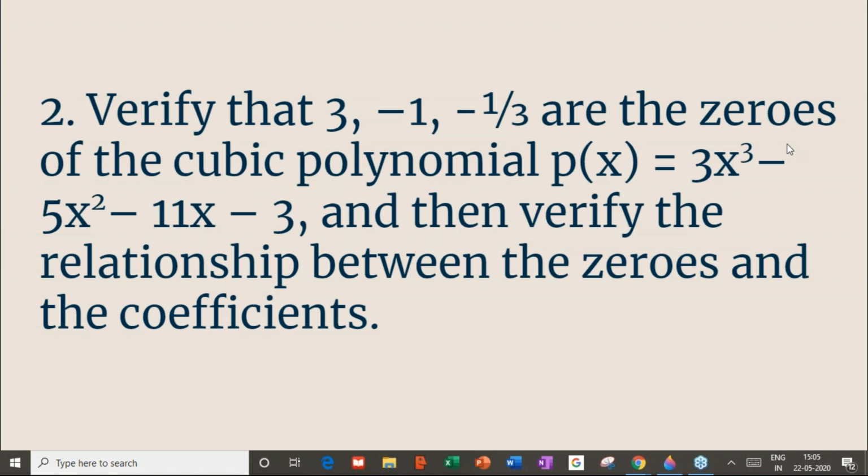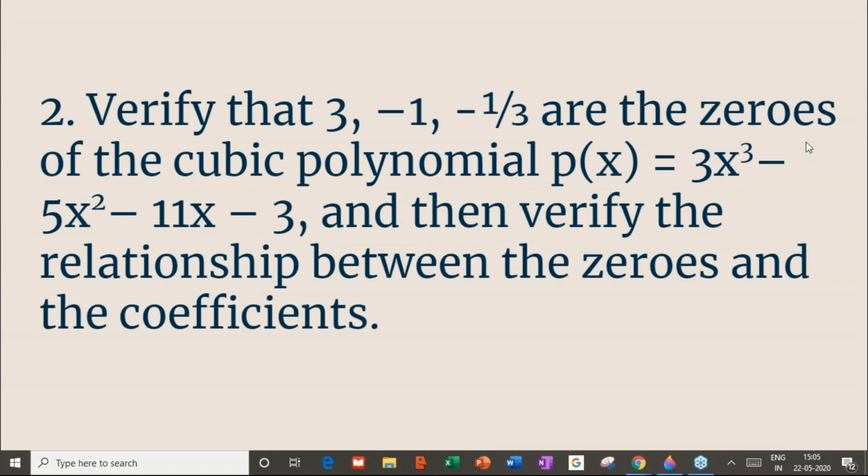You substitute each value in the polynomial one by one. So first take p of x as p of 3, substitute the value of x as 3 in the equation and check if you get 0. Right? If you are getting 0, that means these are the zeros of the cubic polynomial.